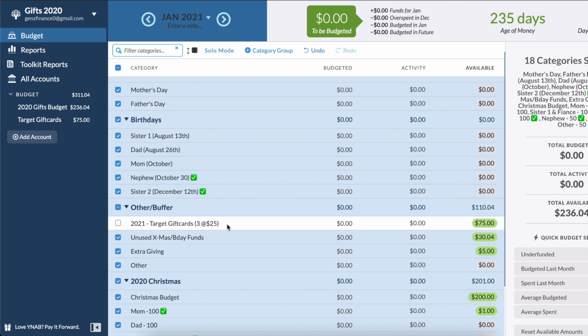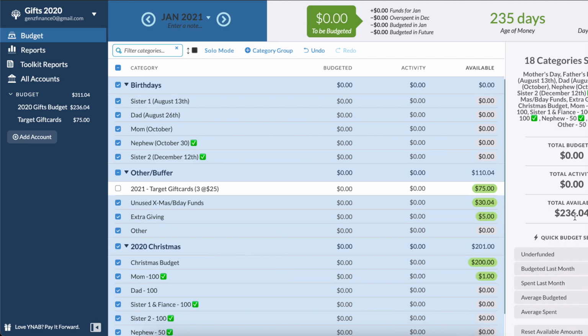So at the end of 2020, Target had a 10% sale on their gift cards. So I managed to buy $100 worth of gift cards for $90. And I didn't have a person or a plan in mind for how to use those gift cards. So I decided that I would hold on to them for 2021. I have budgeted for those Target gift cards right here. It's the one line that is unhighlighted. But then the rest of this money you can see equals what is left over in my 2020 gift budget.